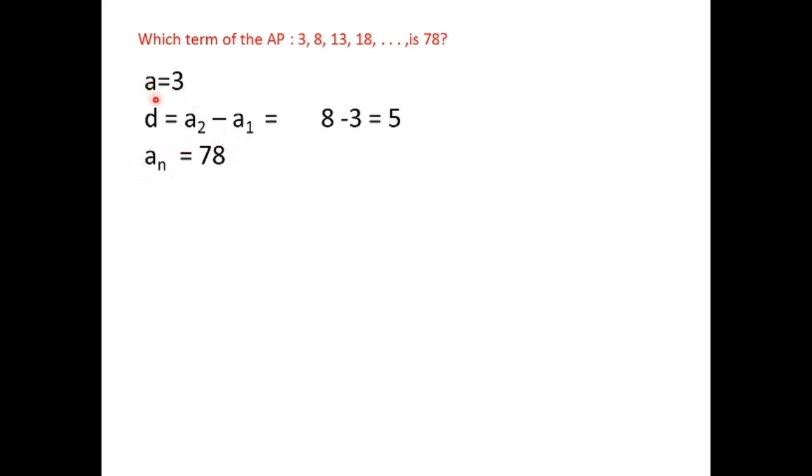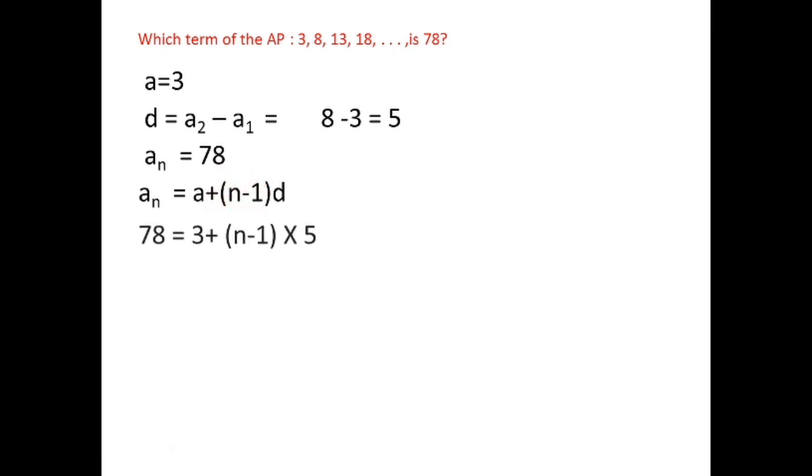Here we know 3 values. A value we know, d value we know, An value also we know. Out of 4 variables, we know 3 variables here. Now by using this formula, the nth term formula, An is equal to A plus n minus 1 into d. Here there are 4 variables. Out of these 4 variables, we already know 3 variables. So by substituting in this formula, we will get the value of n. What is n value? Here we don't know what n value is. We have to find n value.